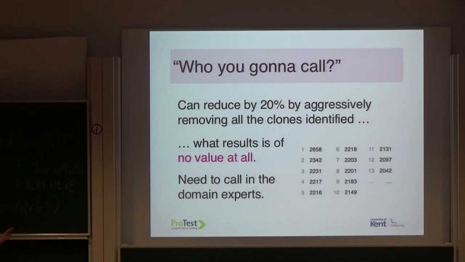Now, if all you were interested in was reducing the lines of code, I spent, I think, an hour, and I got the code down from 2,600 lines down to 2,000 lines. I could carry on doing that, just by aggressively removing all the clones I found. That was of no value at all. I had clones called clone number one, which had introduced new variable one, new variable two, new variable three. I'd simply chosen the clone at the top of my report list. Didn't necessarily mean anything. So it's clear you need to involve experts.